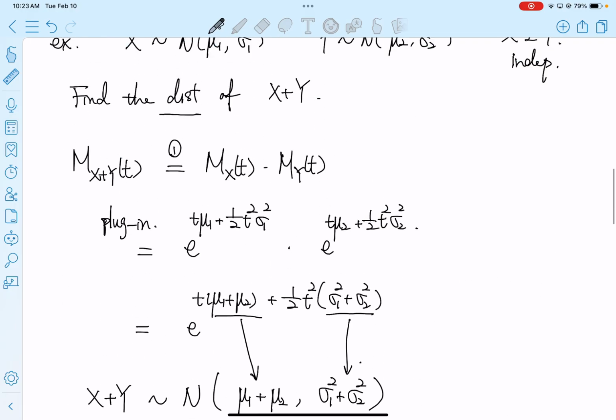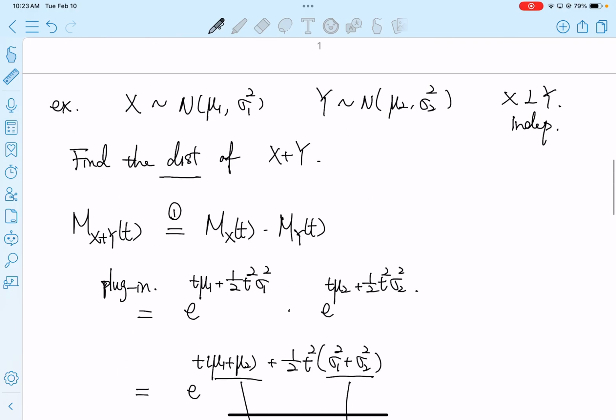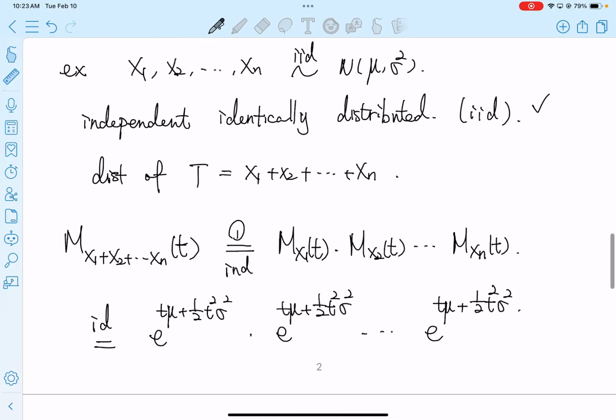In the previous example here, they have different mu and different sigma, so this is not identically distributed. But in the second example here, they are identically distributed because they all have the same normal with the same mean and sigma squared. So they are identically distributed, and they are also independent, so they are IID.